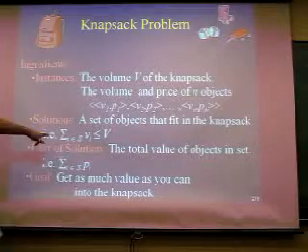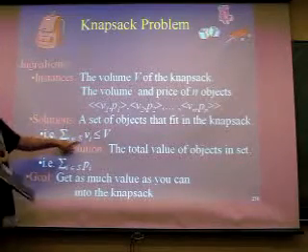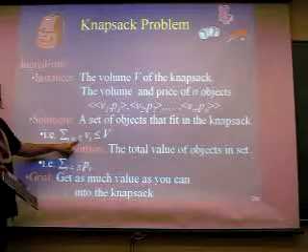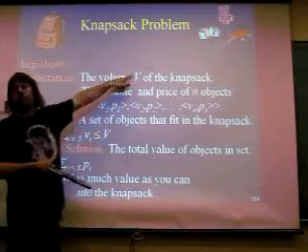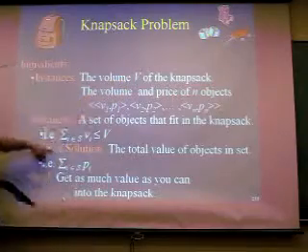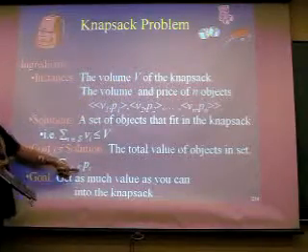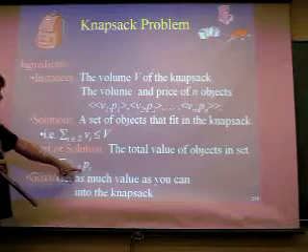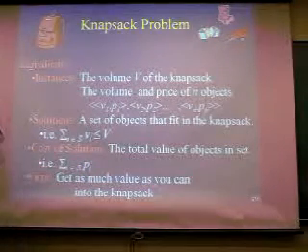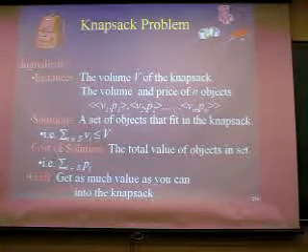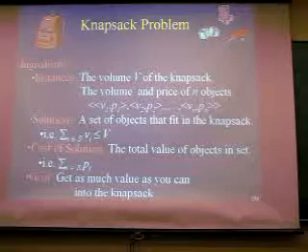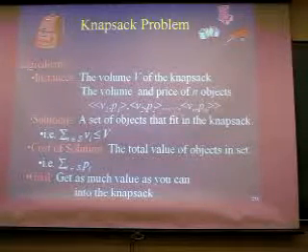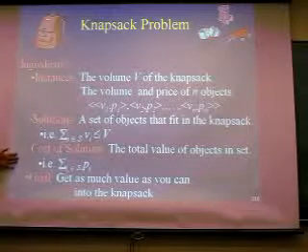Yeah, this is, if S is the set of things you've taken, then the sum of their volumes is less than or equal to the volume of the knapsack. And S is still the set of things you've taken, so the sum of the prices of the things you've taken is maximized. That's what you get to take home at the end of the day. All right, everybody got the problem?